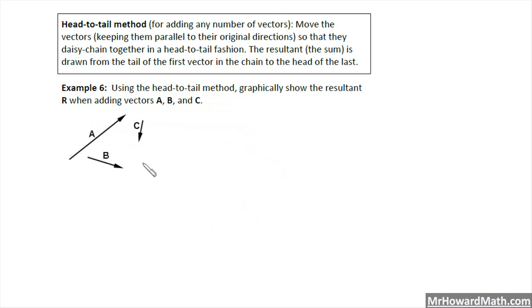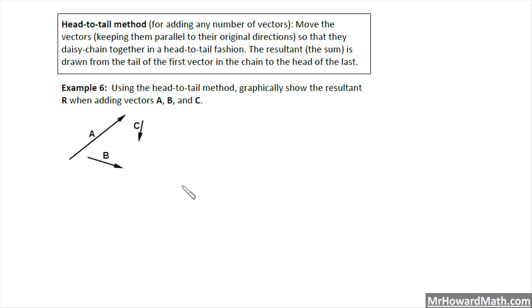All right, method 2 here, head to tail method, for adding any number of vectors. So we can have 3 or 4 or 5 or just 2, it doesn't matter. Move the vectors, keeping them parallel to their original directions so that they daisy chain together, so one right after the other, in a head to tail fashion. The resultant, the sum, is drawn from the tail of the first vector in the chain to the head of the last. So from the tail of the first to the head of the last. And it's not going to matter what order technically we put these in.